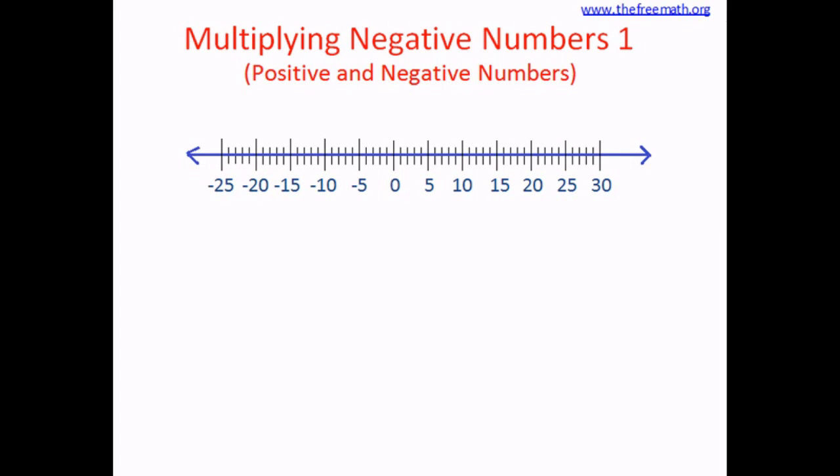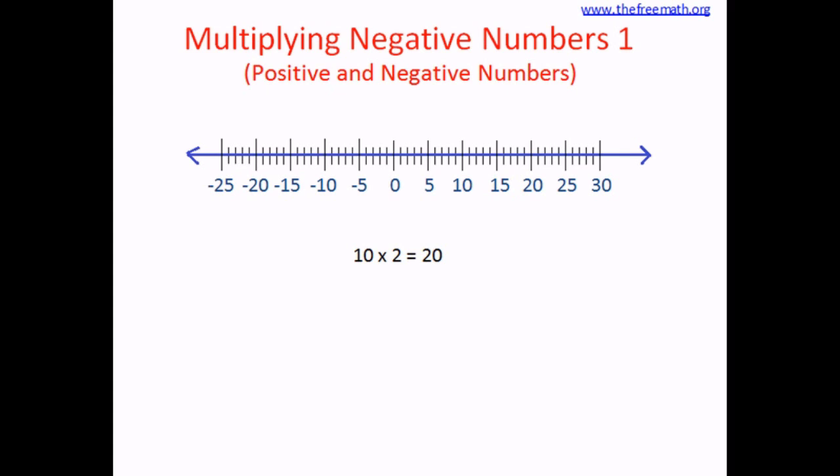Let's see how to multiply positive as well as negative numbers. We already know how to multiply positive numbers. Let's take an example. 10 multiplied by 2. 10 2s are 20. We know that. But let's see how it works on the number line.